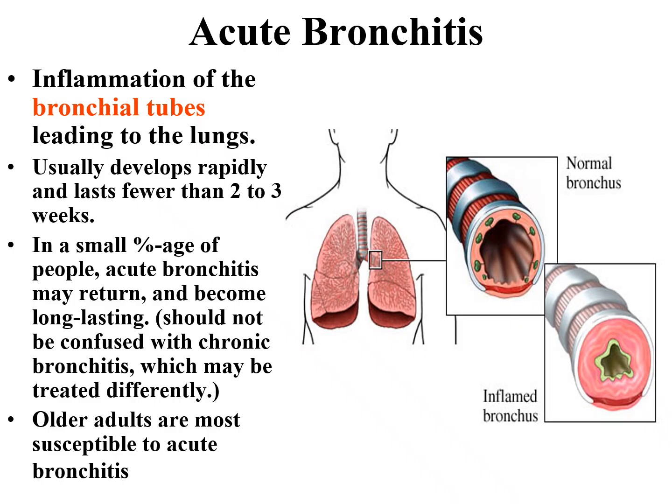In a small percentage of people, acute bronchitis can return and become long-lasting, and this shouldn't be confused with chronic bronchitis. Chronic bronchitis is a separate disease process which falls into the category of COPD, which we will talk about several slides coming up. But acute bronchitis has a different treatment plan than chronic bronchitis. Now, older adults are usually more susceptible to things like acute bronchitis.